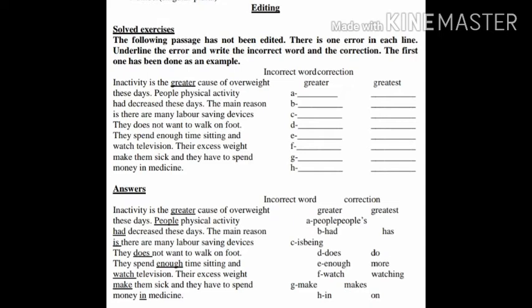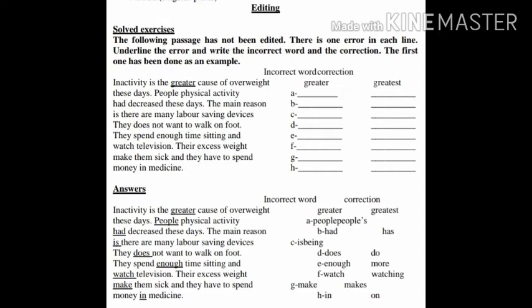Greatest cause of overweight these days, people physical activity. Now, people physical activity, is that okay? No, people's physical activity will come here. So that is the mistake. Instead of people, people's will come. People's physical activity had decreased. See now here, we are talking in the present tense and had is written.